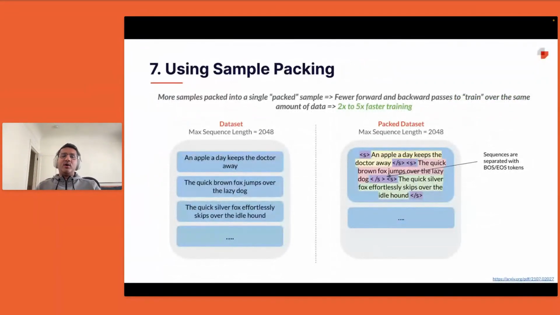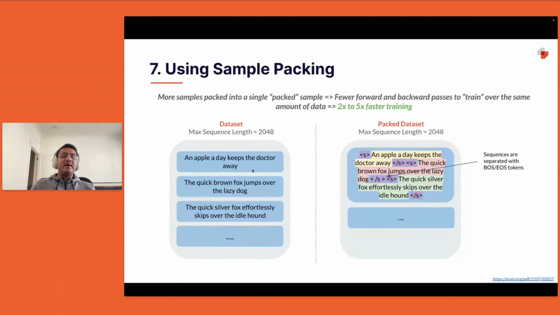The next thing we can do, or the seventh thing that we can do, is use this notion of sample packing. And the idea in some ways is very similar to batch size tuning, but it takes it a step further. With batch size tuning, like I said, you may end up in a case where you've packed as many tokens as you possibly can, right? But what if instead you were to pack all of that into a single sample and increase the number of samples that you can process in parallel?